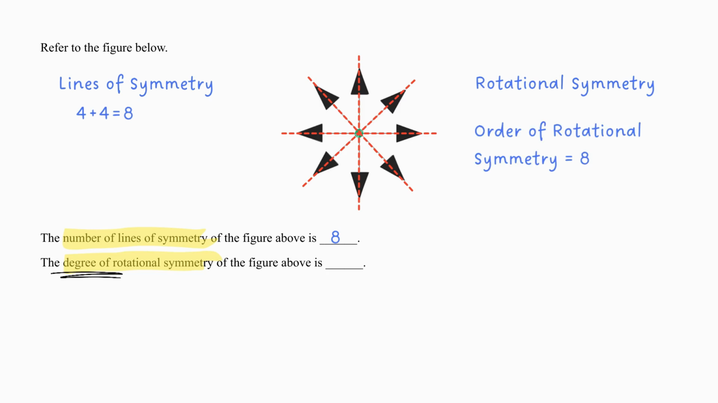In math, the word degree usually refers to the angle you have to turn the shape before it looks the same again. To find this, we take a full circle, 360 degrees, and divide it by the order. So, the degree of rotation equals 360 degrees divided by 8. This is equal to 45 degrees per rotational symmetry. However, in this question, although they use the word degree, they only want the order of rotation. So our answer is 8.